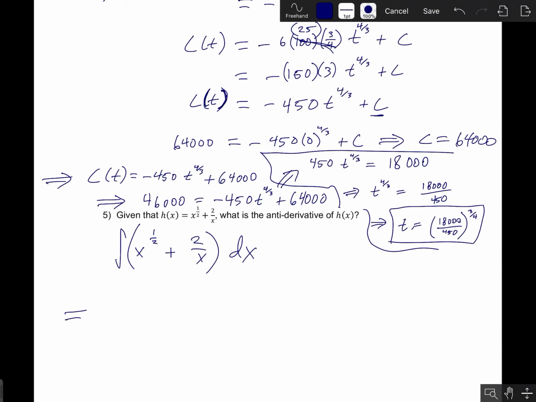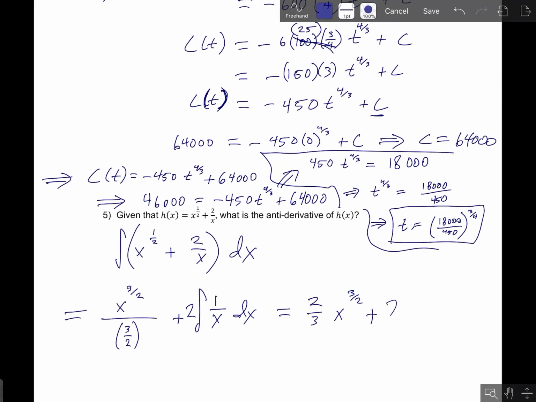So I'm going to split this into the integral of two separate terms. For the first term, I should add 1 to that power. So 1/2 plus 1 would be 3/2, and then I'll divide by the new power. Now for the second term, I'm integrating, well, maybe I should pull out that factor of 2, and then I'm integrating 1 over x dx. So this would give me 2/3 times x to the 3/2 power plus, and then the integral of 1 over x will just become ln x.